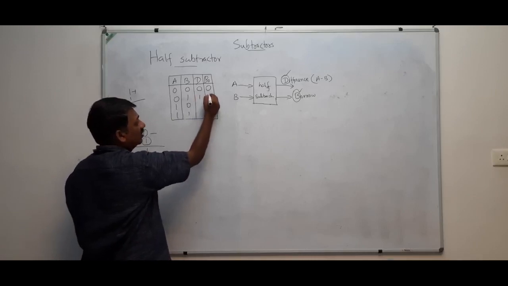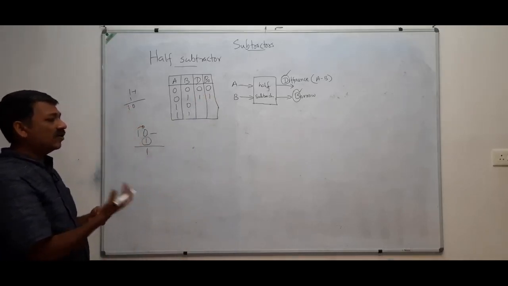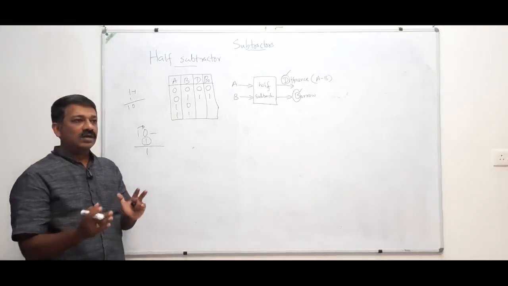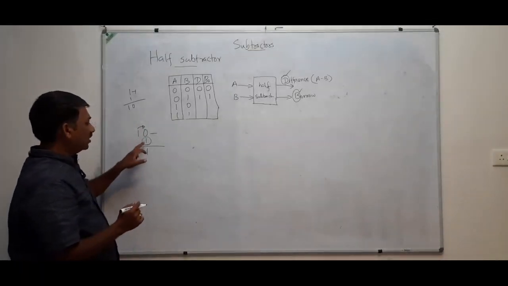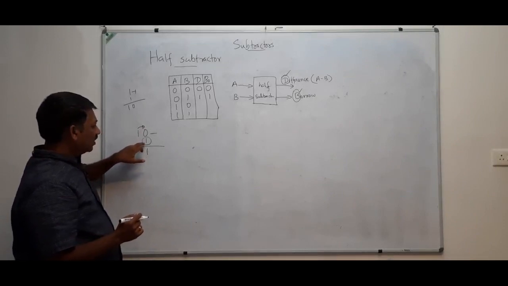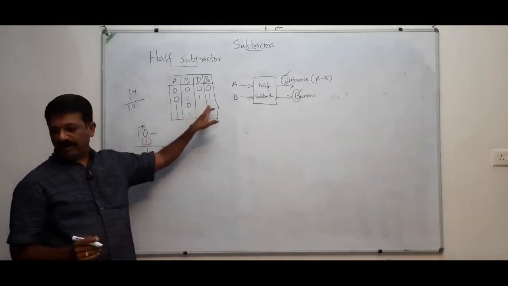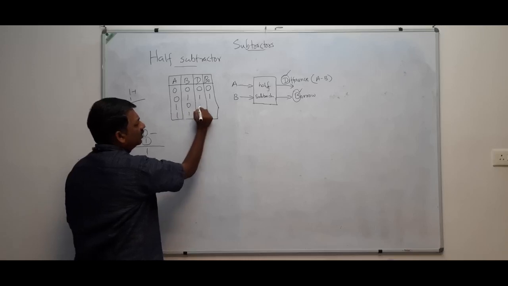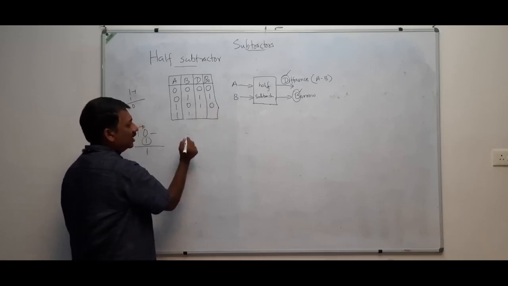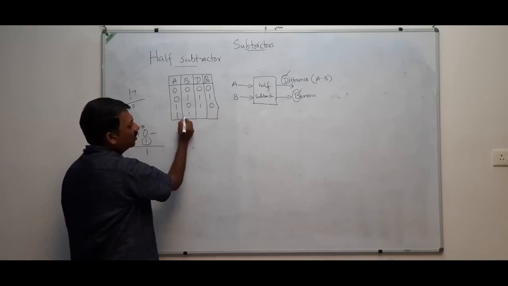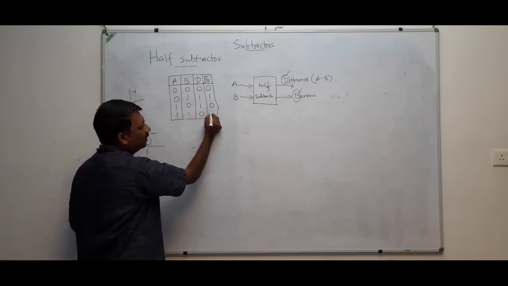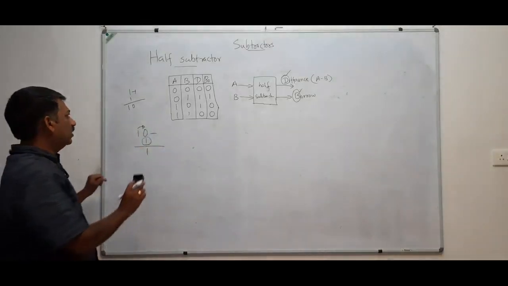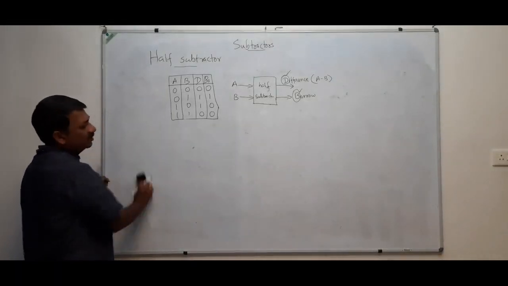That means when you subtract 1 from 0, you have to take a borrow. That is why the difference is 1 and the borrow is 1. And 1 minus 0, subtracting 0 from 1, the result is 1 and the borrow is 0. And 1 minus 1 is 0, and the borrow is 0.